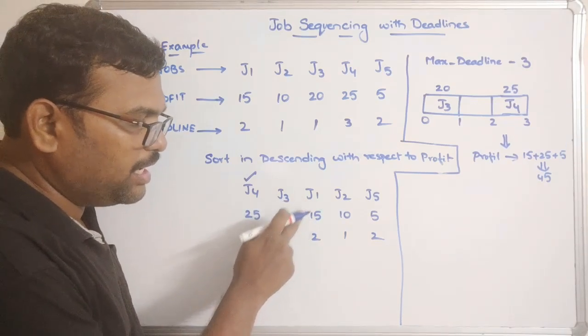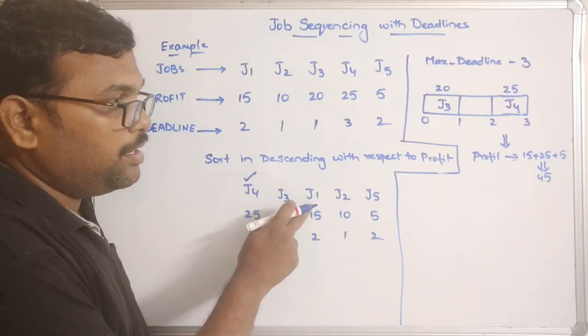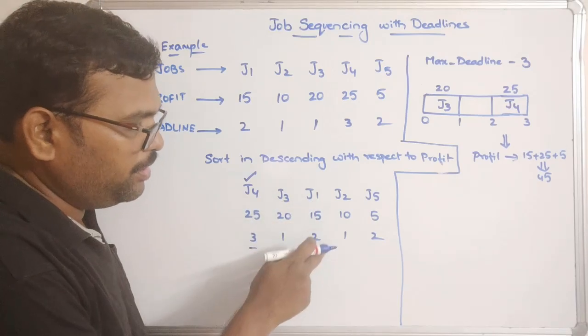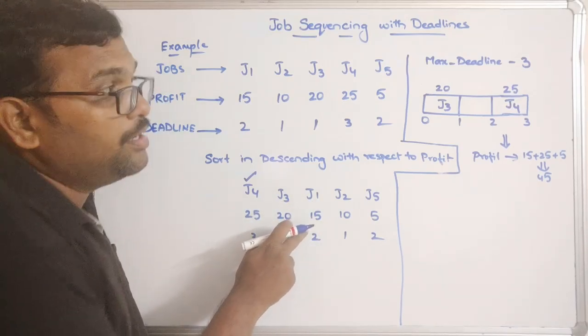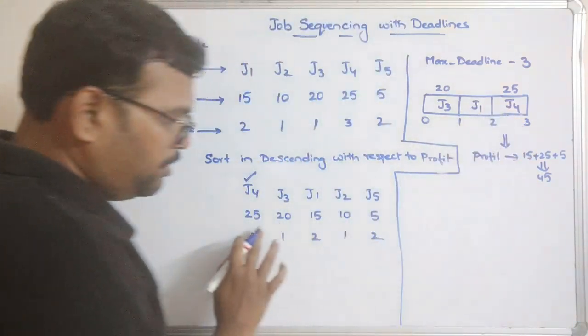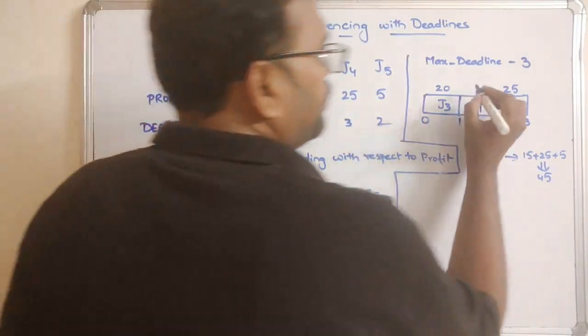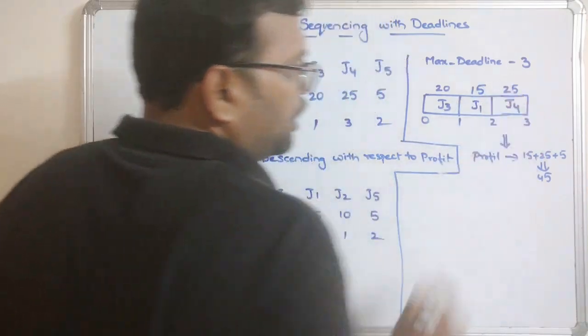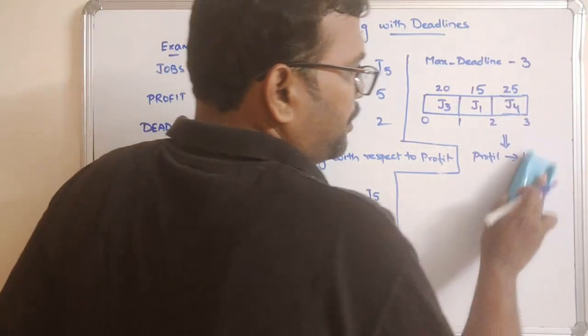Next, J1, 15. That's the third highest profit. And what are we doing? That's just 2 is a deadline. So here we can assign J1. So what is the highest profit? 15. So 15 is the profit.